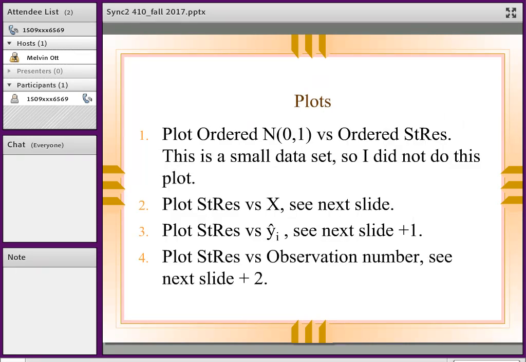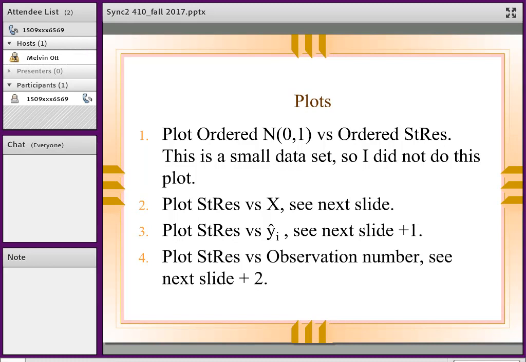So I'm going to plot the ordered normal 0, 1 versus the ordered standardized residuals. It's a small data set, so I didn't do that plot there. But what I did do was plot the standardized residual versus the x sub i's, and that'll be on the next slide. Two slides over, I'll have the standardized residual versus the y sub i hats, the predicted values. The plot after that will be those standardized residuals versus the observation number, over a couple more slides.